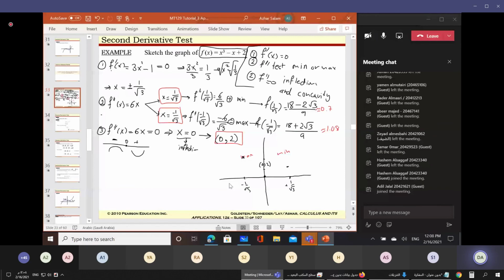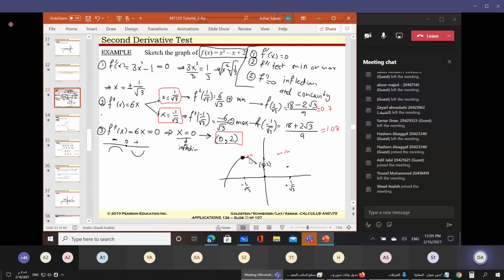Until I reach to the maximum, then decreasing until the point 0.2, which is here, for example, sorry, here, until here, this is 0.2.